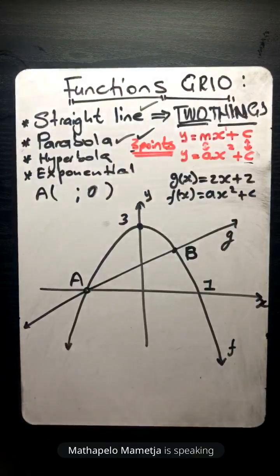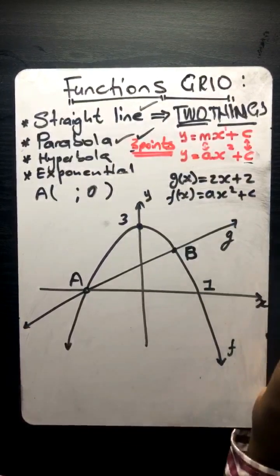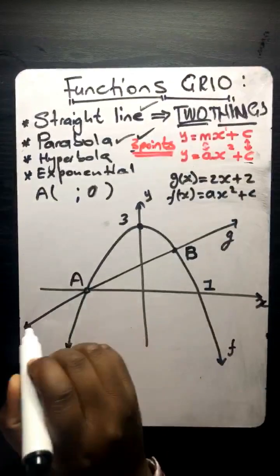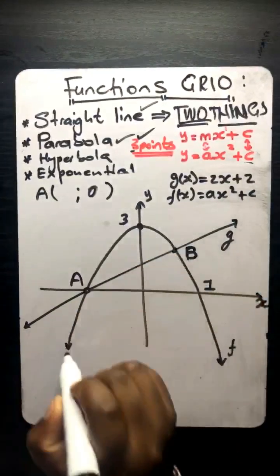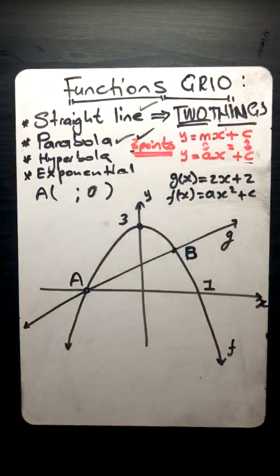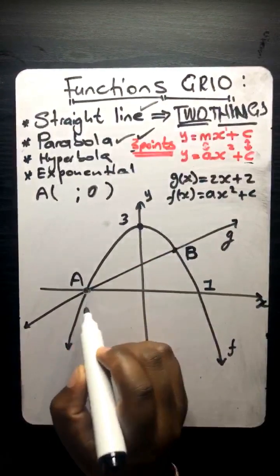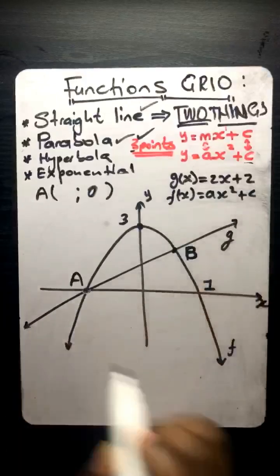G because of Point. The straight line. Okay, this is what happens, Matabelo. It's not only on a straight line, it's also on that parabola. Can you see? So you don't say it's only on G, but it's on both F and G.